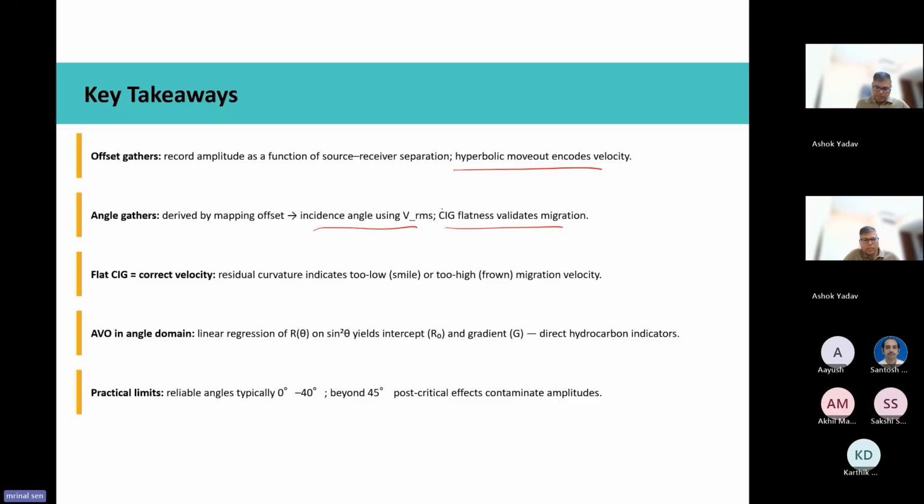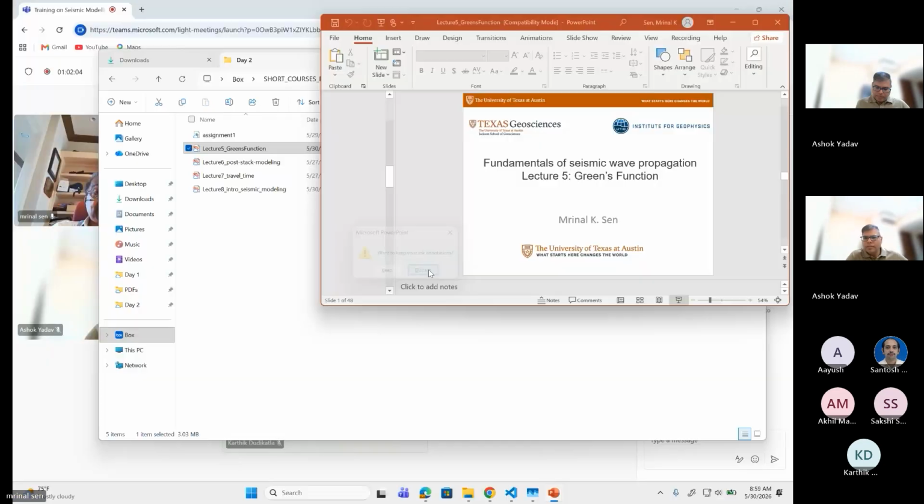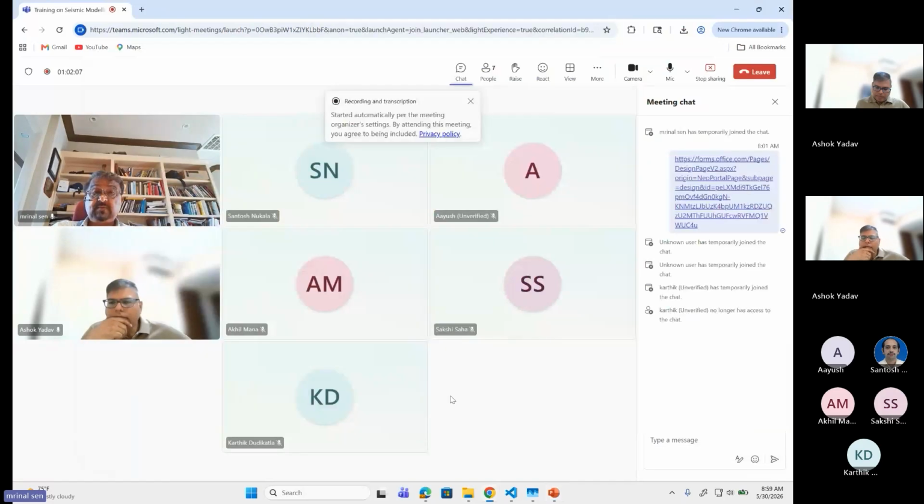If you're not familiar with this acronym CIG, it's called common image gather. So flat CIG means velocity is correct, and if it's not flat, then you have to change the velocity to get the correct migration. And AVO is done in the angle domain, and typically we go from 0 to some 40 degrees. Okay, so this concludes my first lecture for today. If you have any question, please unmute yourself and ask.